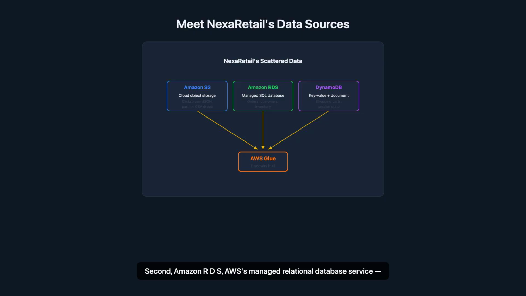Second, Amazon RDS, Amazon Web Services Managed Relational Database Service. They run the database server, you just use it. That holds orders, customers, and inventory. And third, DynamoDB, a fast key value and document database where you look things up by ID. That's powering their shopping carts and session state. 3 totally different systems, 3 totally different formats. And Glue is the service that brings them all together.